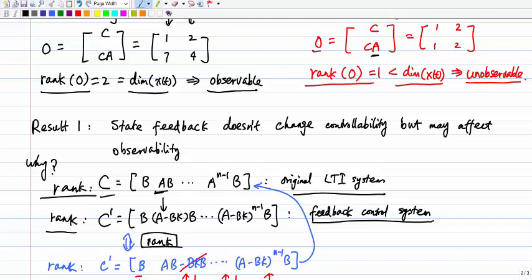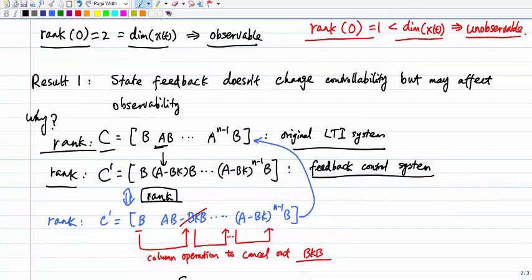Now the key approach I can use is a column operation. For example, I can rewrite this as AB minus BK times B. If I do some linear operation on the columns, I can get AB and BK B. If I add a multiple of one column to another, I can cancel this term, right?